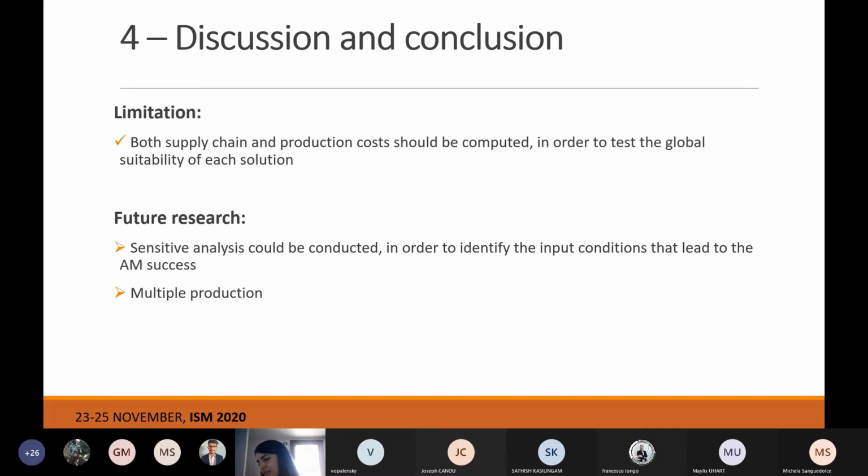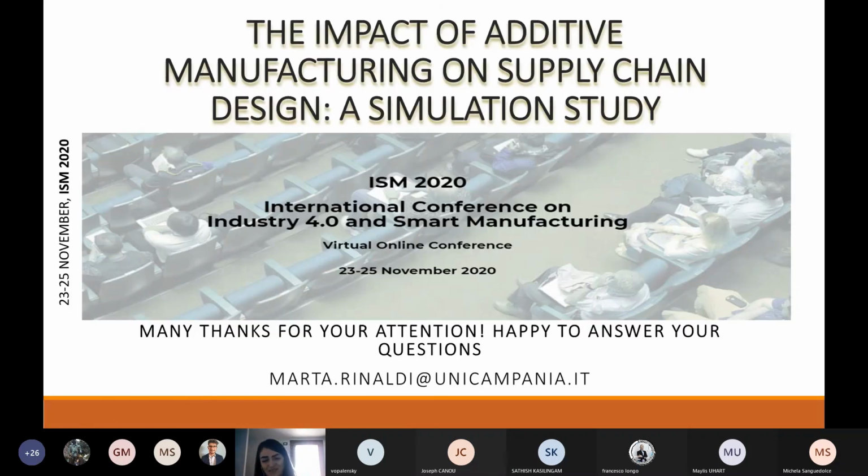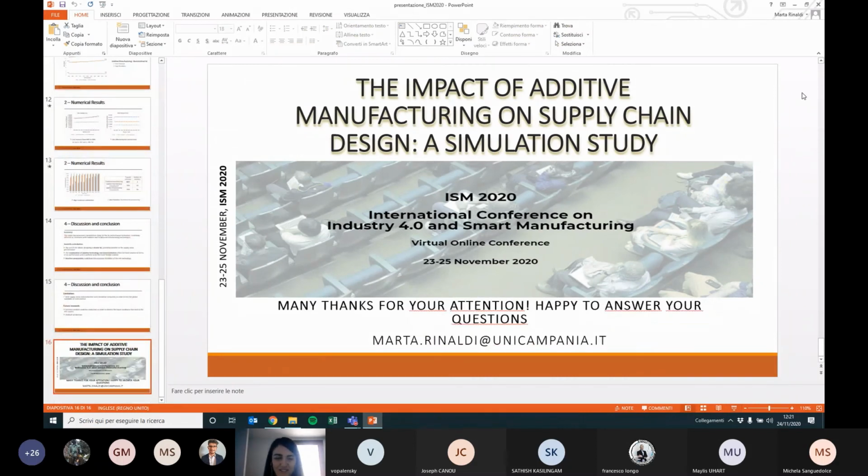In particular, we could vary the customer demand and study the related supply chain performance. And as another future development, we could also implement in the simulation model a multiple production strategy. That's all. Thank you for your attention.